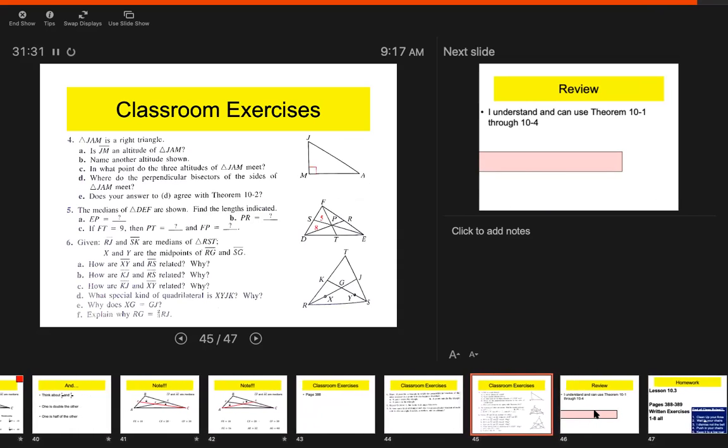Yes? You okay? All right, here's what we're going to do. We've got 15 minutes left. Let's open our books and get started on homework. That allows me to walk around and give some help if we need it.